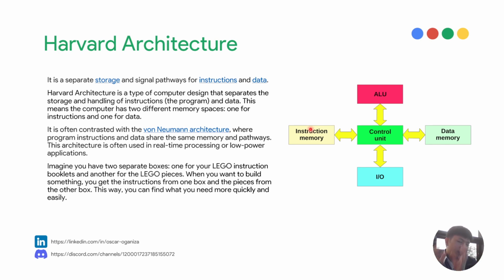Because you know those are instructions. You get from that box, take those instructions, and you get the data, the recipes, or the pieces. So, this is my instruction, I get it like this. Right? It says here, it's often contrasted with the von Neumann architecture where program instruction and data share the same memory and pathways. This architecture is often used in real-time processing or low-power applications. You can find what you need more quickly and easily. Okay, so here, if you have different sources, they are not mixed together. For example, instruction over here, data over there. Your search for data and instructions is faster.